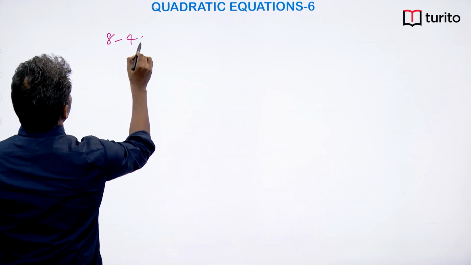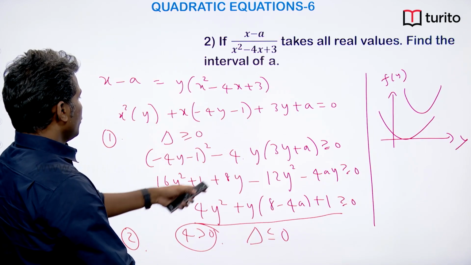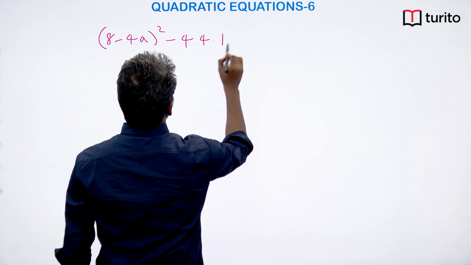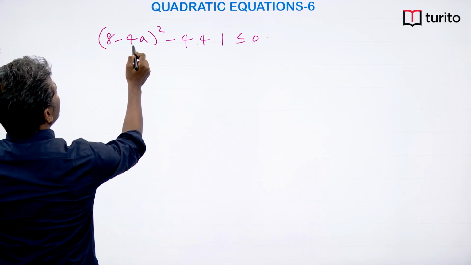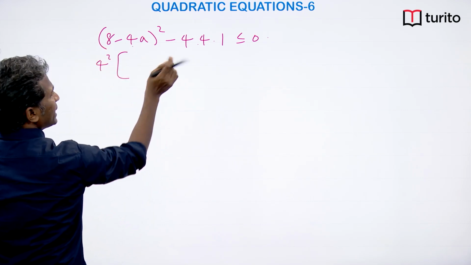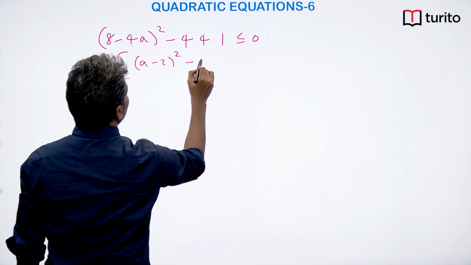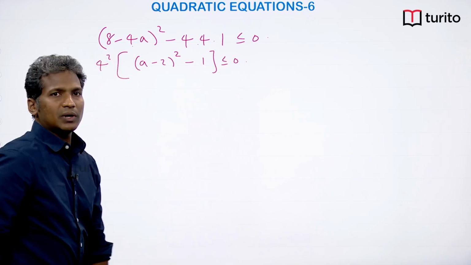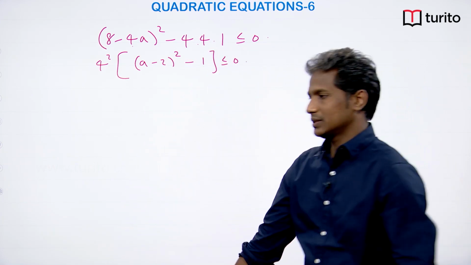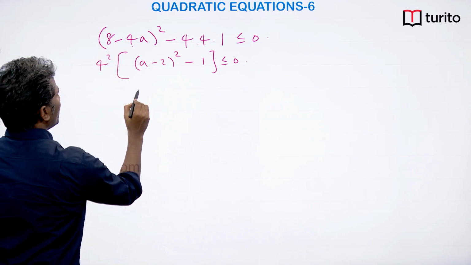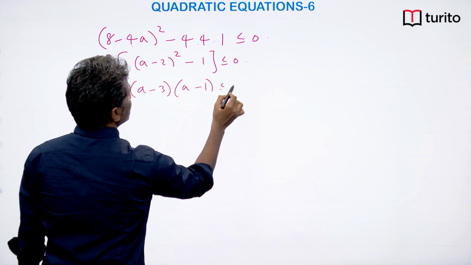So here (8 minus 4a) whole square minus 4 into 4 into 1, this must be less than or equal to 0. Okay. And here luckily this 4 is getting common. So that means 4 square I can take common from the entire expression. So I am getting (a minus 2) whole square minus 1 must be less than or equal to 0. So either we factorize it and solve it, or we can directly also solve it using basic ideas. Okay. So here if I just factorize this, I get these factors: (a minus 3)(a minus 1) less than or equal to 0.